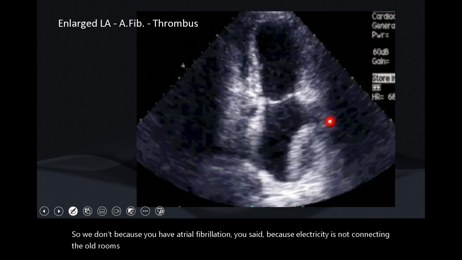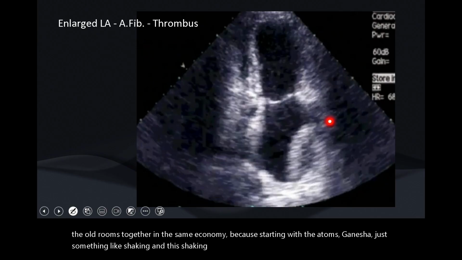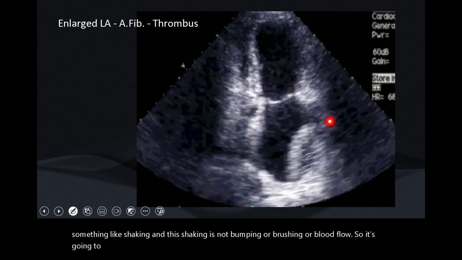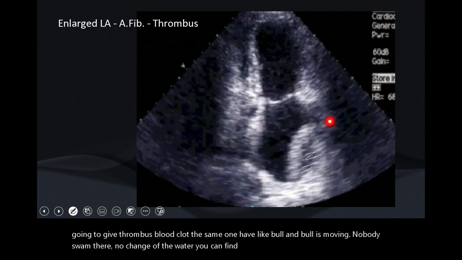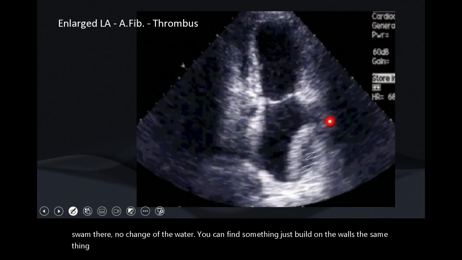together in synchrony. Because the atrium is going to be just shaking, and this shaking is not pumping or pushing blood flow, so it's going to give thrombus, blood clot. The same when you have a pool, and the pool is not moving, nobody swims there, no change of the water, you're going to find something just built on the walls. The same thing here, which is going to be the thrombus.